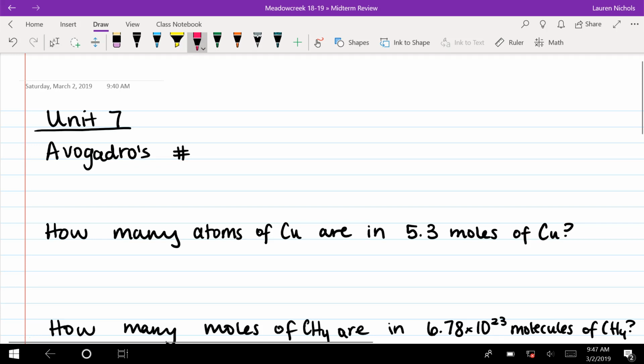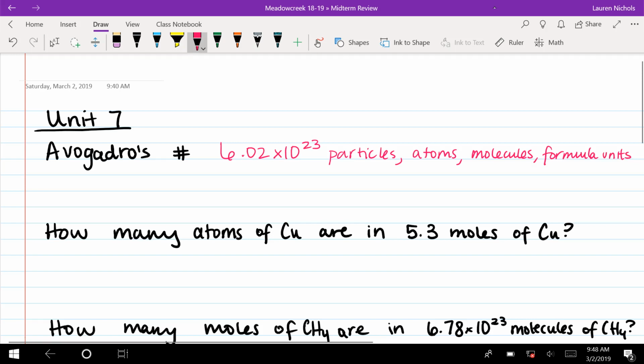So the first thing that I want to review is Avogadro's number, which is 6.02 times 10 to the 23, and that's a number you have to have memorized. The units associated with it are particles, which is the sciencey word for things; atoms, which are used for single elements; molecules, which is used for covalent compounds; and formula units, which are used for ionic compounds.